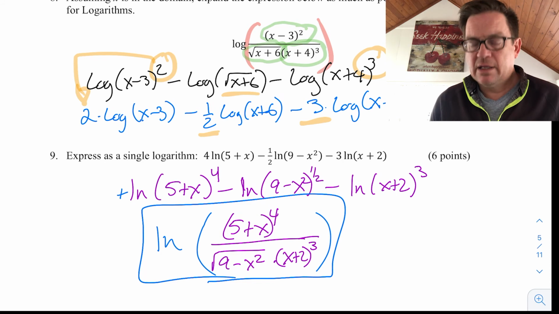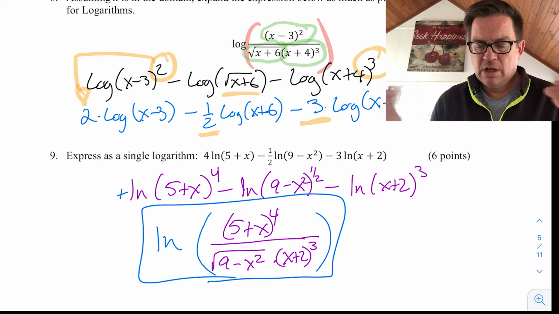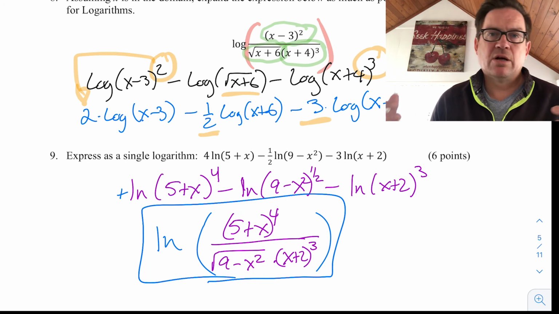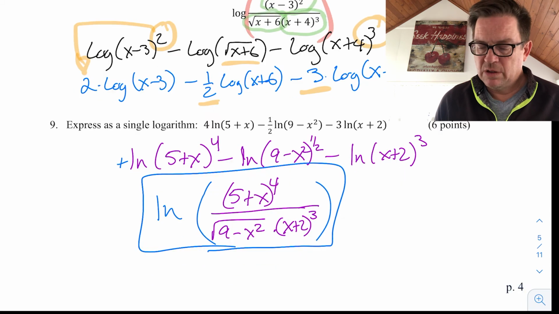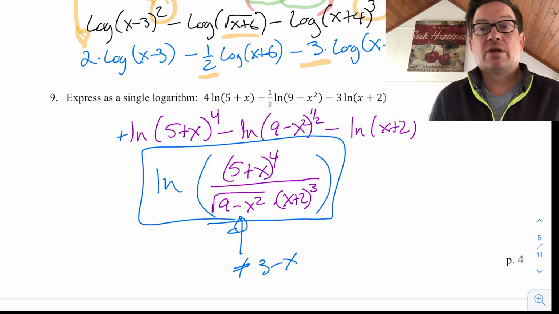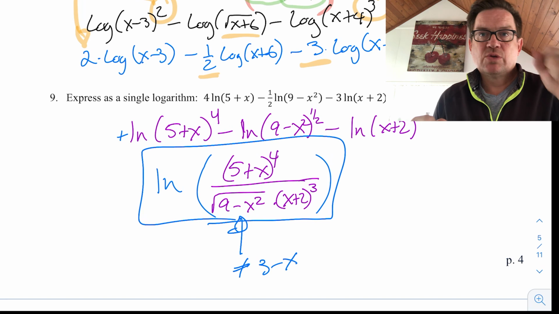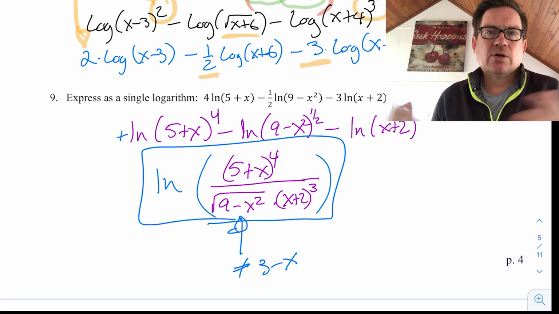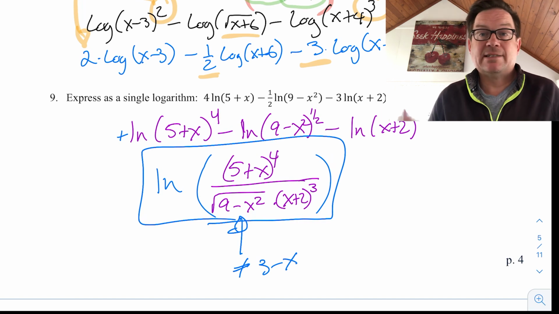The ln of that term in the numerator, 5 plus x to the 4th, and the terms in the denominator are square root of 9 minus x squared and x plus 2 cubed. And one thing to notice is that this is not equal to 3 minus x. Square roots don't work that way. You can't take the square root of each term along the way. So that expression, square root of 9 minus x squared, you can't simplify it. It just is what it is.